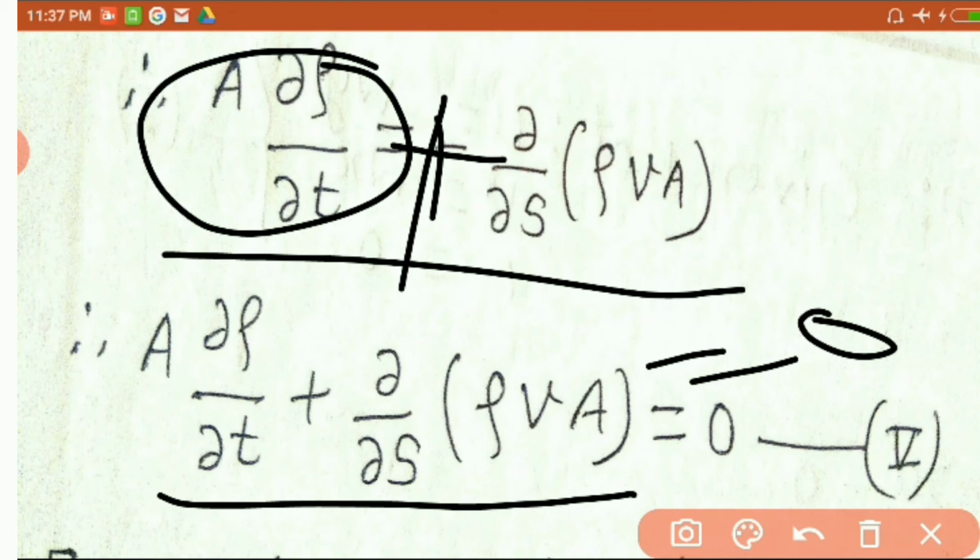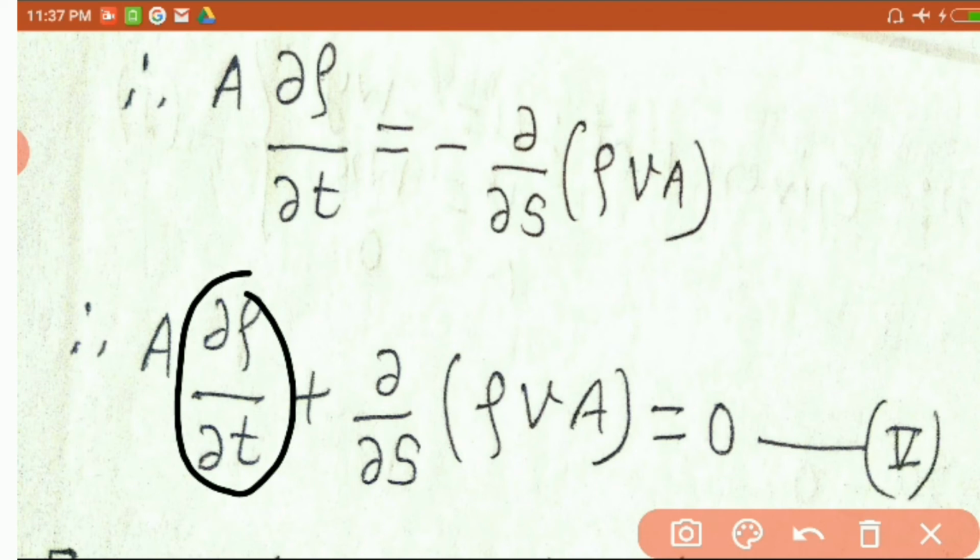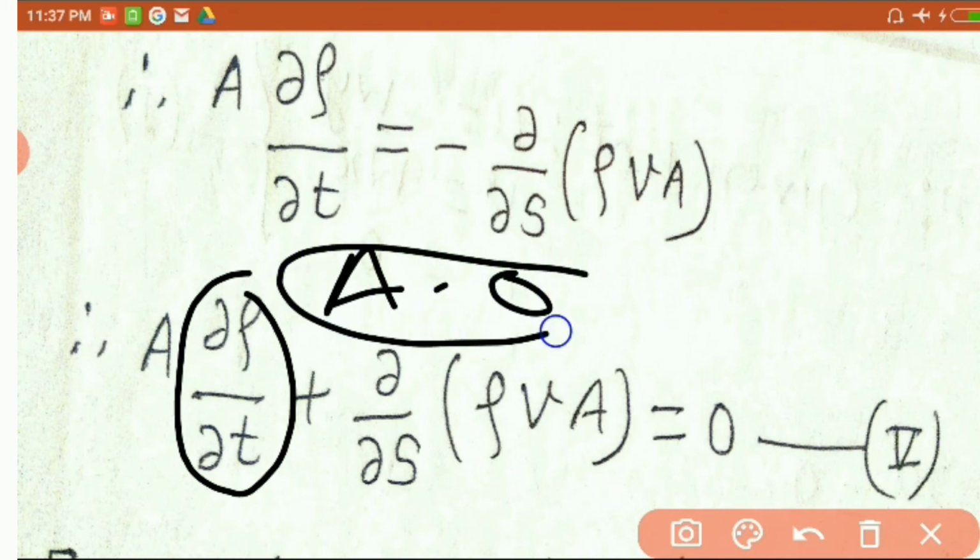Suppose this is equation number 5. Now we know that for an incompressible fluid, rho is constant. So the derivative of rho with respect to t is 0. That means ∂ρ/∂t is 0, and therefore this term is 0. Therefore we get ∂/∂s of (ρ v a) is 0.